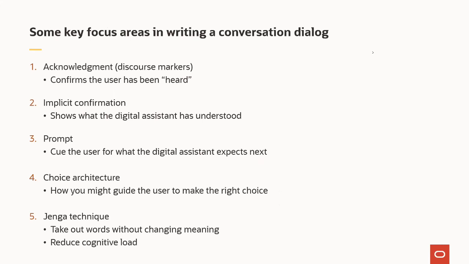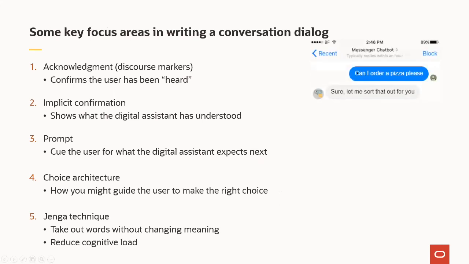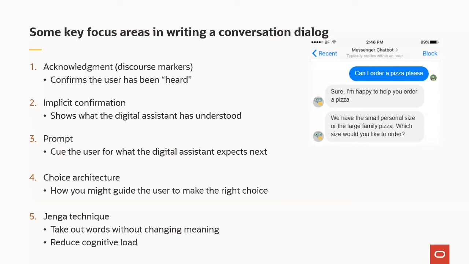Now, we're going to go through a couple of examples of what we mean by conversational design and where we can use conversation design techniques. So a really simple one: can I order pizza? Sure, let me sort that out for you. That looks a pretty good message. Nice. Implicit confirmation shows that the digital assistant has understood, and then we can prompt the users to what they need to do next as well.